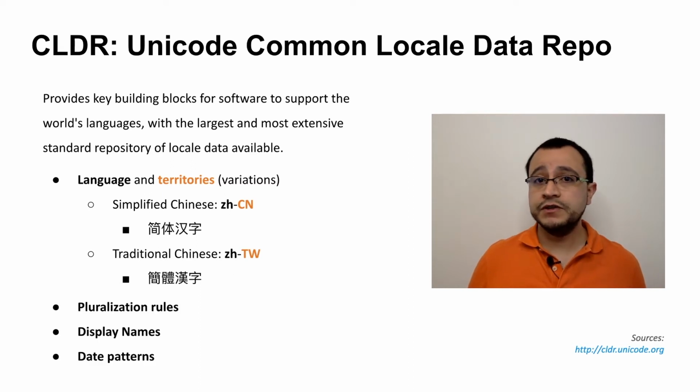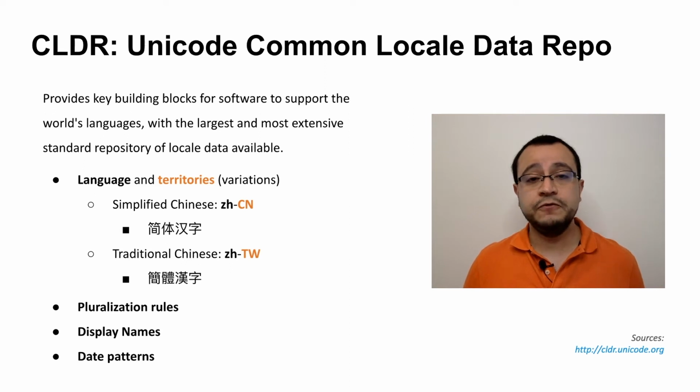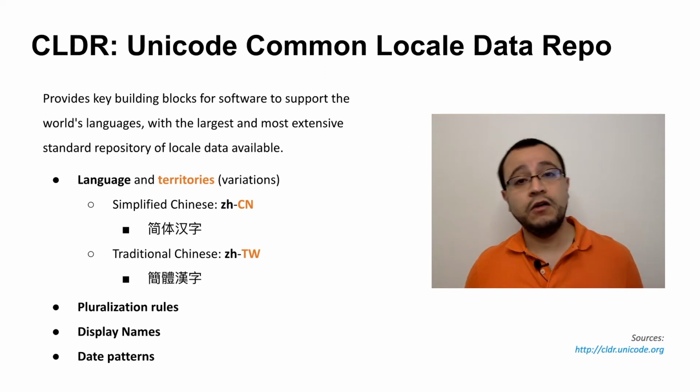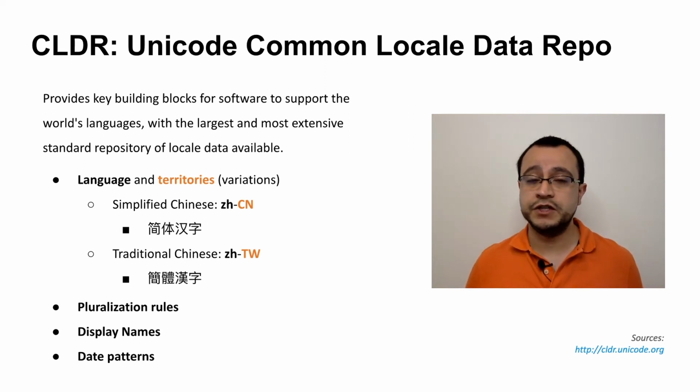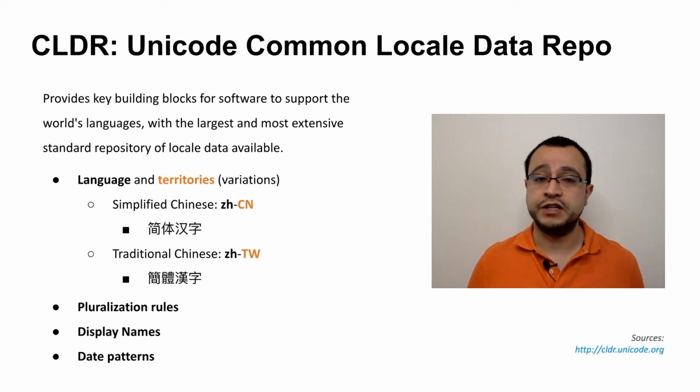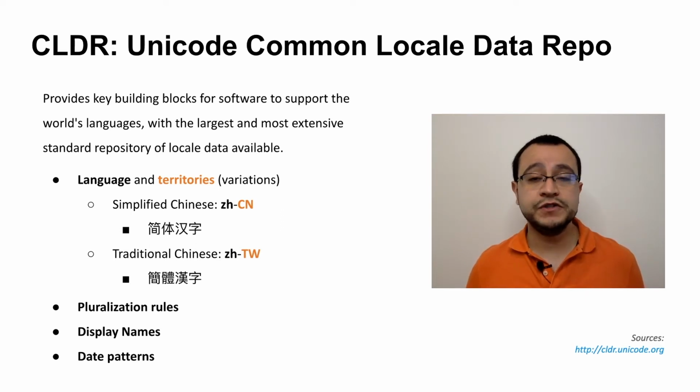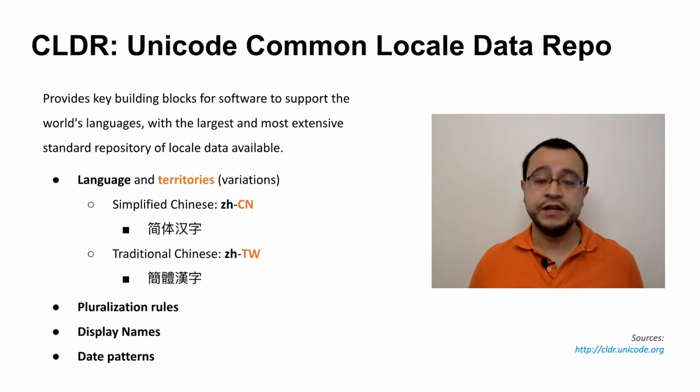The CLDR is also in charge of storing pluralization rules for different languages and the information on how to display languages in a given language, for instance, simplified Chinese in English and in simplified Chinese. It also holds the information to handle calendars and date formatting.